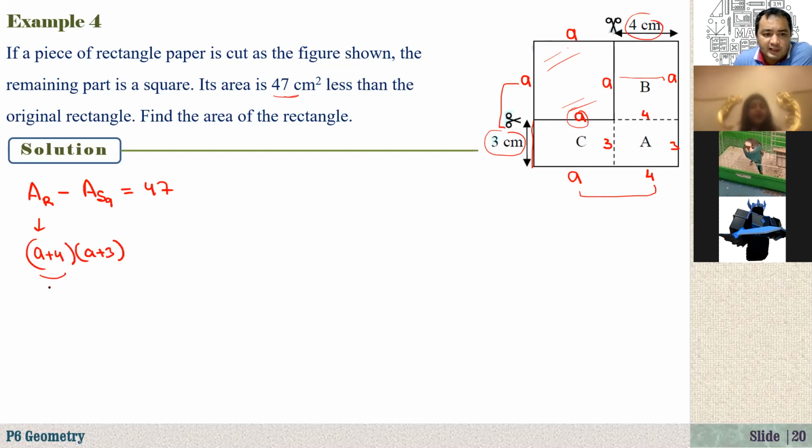And this one is length, this one is width of the rectangle. Minus, how about the area of the square? That's just A times A. That is A squared.